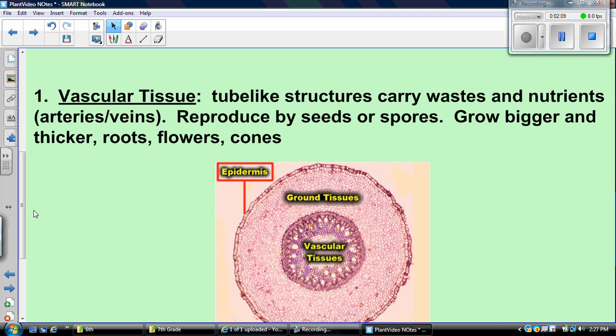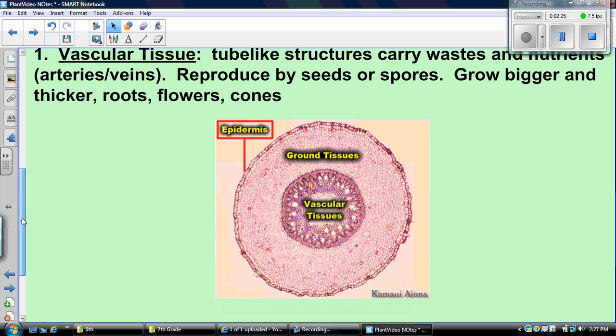Vascular plants can reproduce by seeds, or they can be seedless and reproduce by spores. Vascular plants usually are bigger, thicker, and they have roots, flowers, and cones. This is a picture of what a cross-section of vascular tissue would look like.